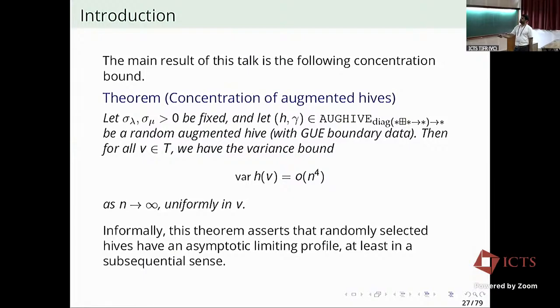So informally, this asserts that the randomly selected hives have an asymptotic limiting profile, at least in a subsequential sense. We aren't saying anything about the mean at this point, so we can't say it has an asymptotic limiting profile, but there exists a subsequence that has a limiting profile, in the sense that it converges in probability along that subsequence of n, some subsequence of the natural numbers. Are there any questions regarding the main theorem?